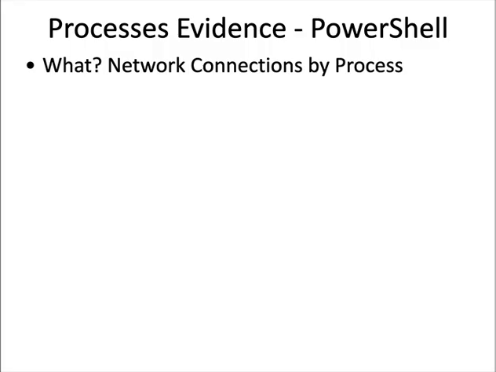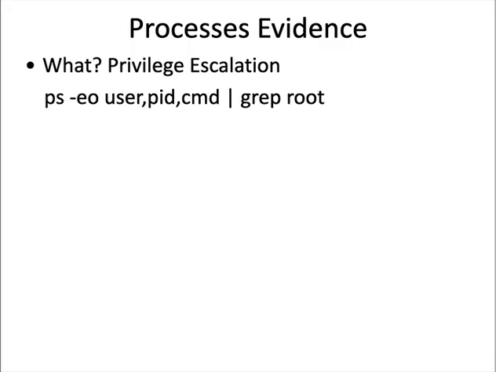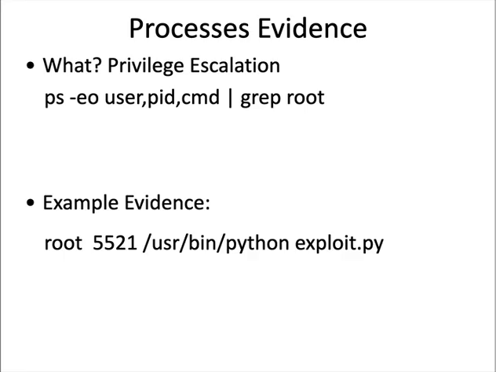So the network connection by process. Another thing you can use on PowerShell is tasklist, like shown here, to pick out a single process. Things running as privileged users. In the case of Unix, the superuser or the administrator account is root. So you might just want to grep for root out of the ps command, and you might see something like this. There's a Python script running something called exploit.py. So you might want to investigate that.